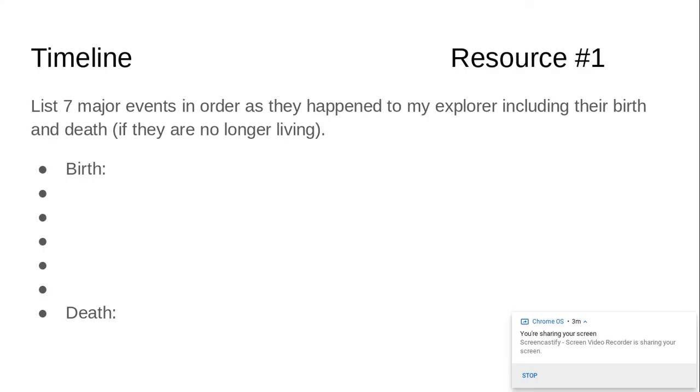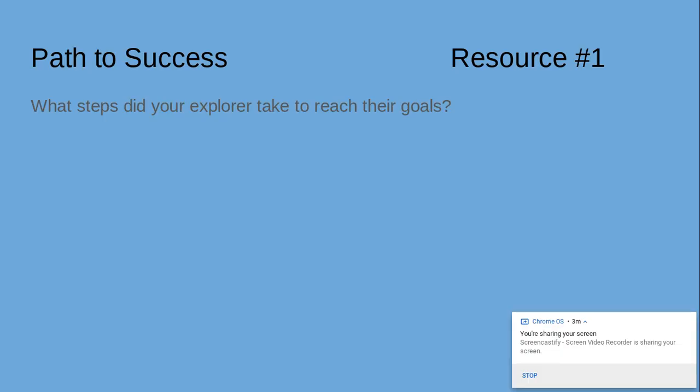Okay. Your white note cards are a timeline. And you're listing 7 major events in the order that they happened to your explorer, including their birth and death if they're no longer living. So if your explorer is still alive, you might not have a death date to put in there, and you would just put in another event into the timeline to make a total of 7. And again, there are 3 note cards for that.